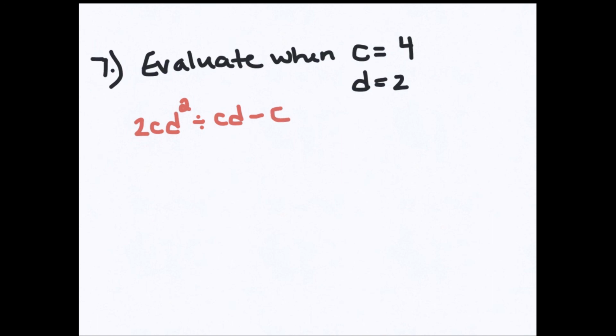All right, let's substitute those values in for the variable. Now remember, invisible multiplication is taking place in a lot of different places here. So just be aware of that. So we have 2 times the value of C, which is 4, times the value of D, which is 2, raised to the second power, divided by C, which is 4, times, remember, C and D, two variables directly next to each other, the value of D, which is 2, minus 4.